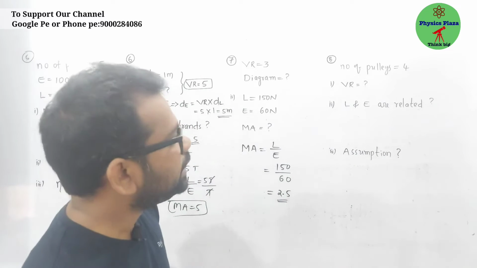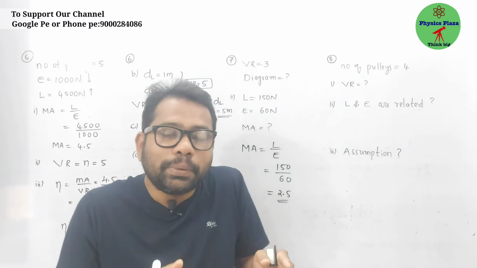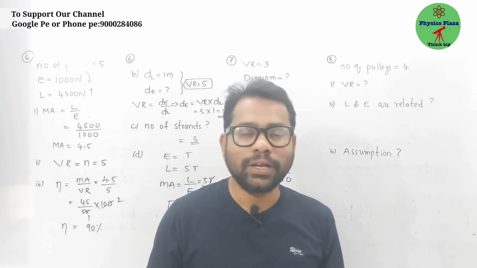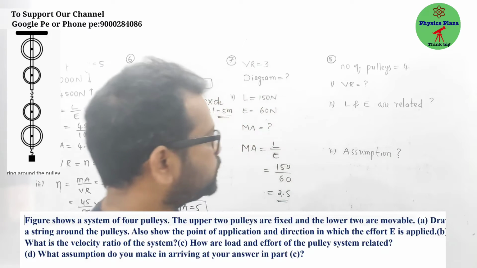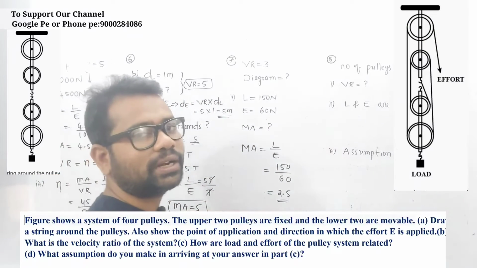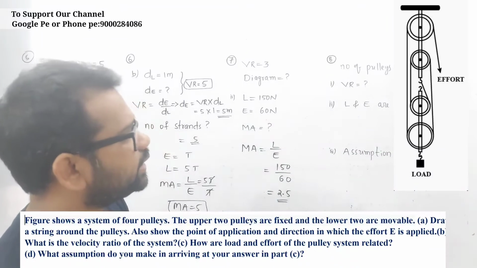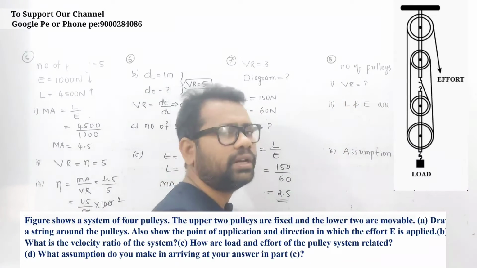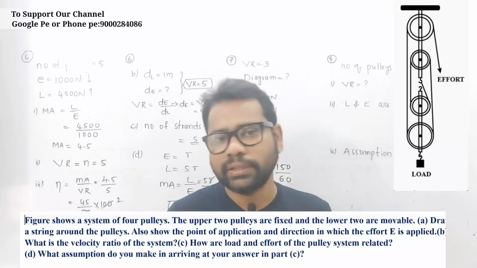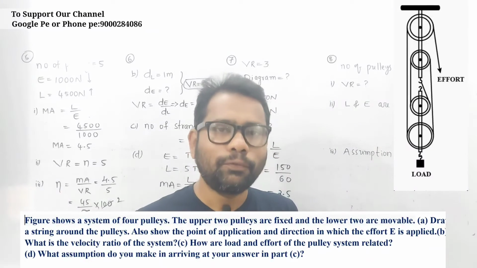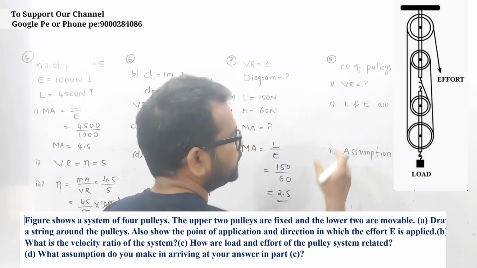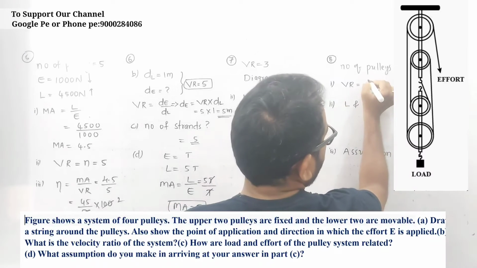Now come to the numerical 8, children. Here the incomplete diagram is given, and they are asking us to complete it. As usual, the answer diagram is shown on the screen. Just copy the diagram. Other than this, they are asking us to calculate the velocity ratio. Children, how many pulleys are there in the diagram? If you can see, 4 pulleys are there, right? So velocity ratio is 4.